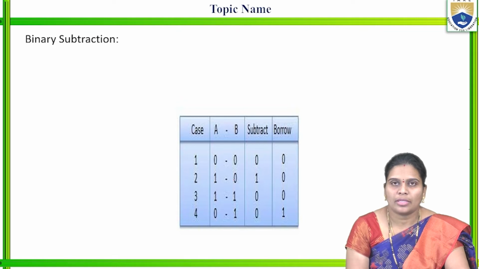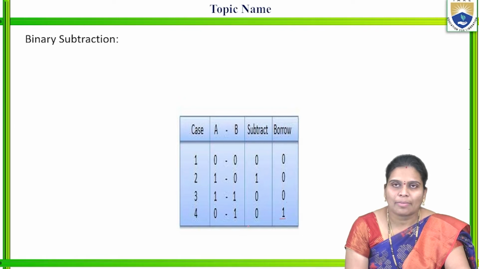Okay. 1 minus 0, the difference is 1, borrow is 0. Here we don't need to take any borrow values. Next one, 1 minus 1 is 0, borrow is 0. Next, 0 minus 1. This means we are subtracting a higher value from a lower value, so now we take the borrow from the previous next bit. So here the borrow is 1.